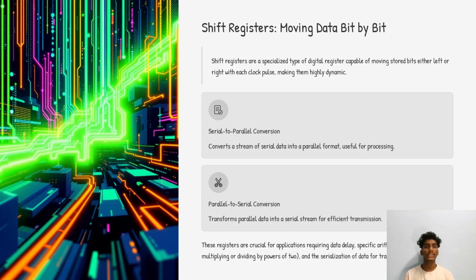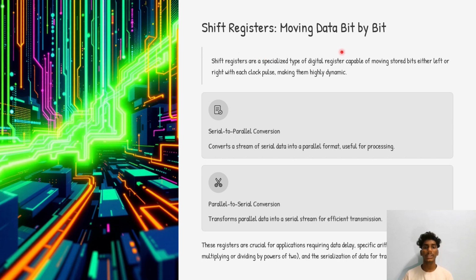Registers are also classified as shift registers. That means moving bit by bit to the left or right. Either it will be a left shift register or a right shift register. If it is a right shift register, the bits are moved to the right serially. If it is a left shift register, the bits are moving towards the left in a serial manner.